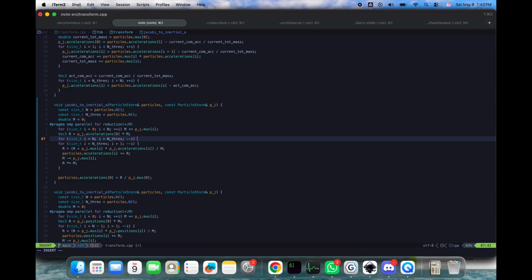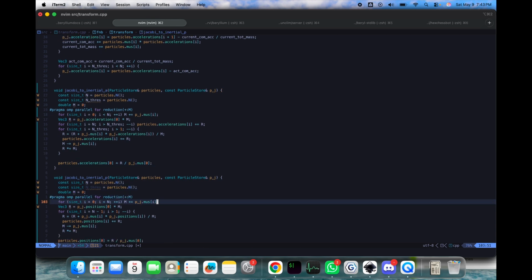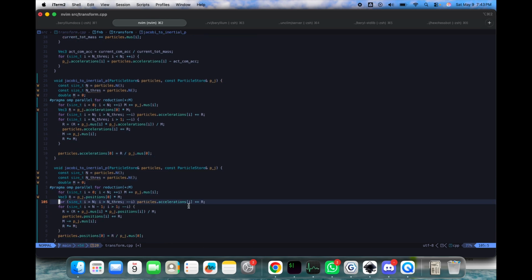For size C equals 0, I is greater than n minus I. What we do is very simple. Particle acceleration index I plus equals R. Yank this one line and dump it here. When indicates, replace with positions.